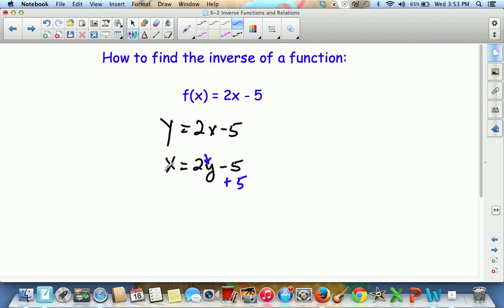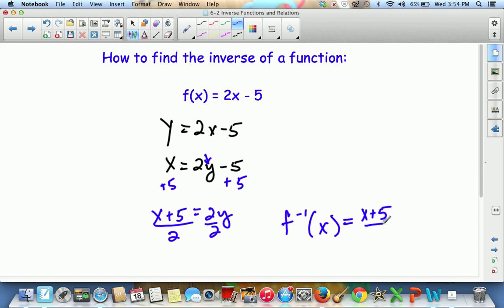So we're going to add 5 over. So we have x plus 5 equals 2y. Divide by 2, and divide everybody by 2. So now this is what our new y is. Now we're going to replace that new y with the inverse notation, which is f to the -1 of x equals (x plus 5) divided by 2. And that's how we'd find the inverse. So our steps: we replace the f of x with a y, flip the x and y, solve for a new y, and name it the inverse.